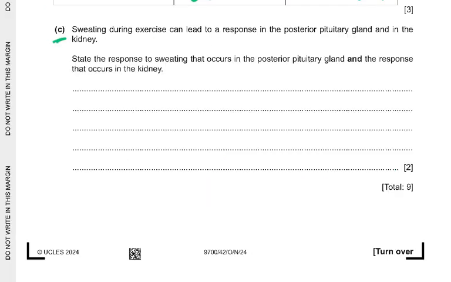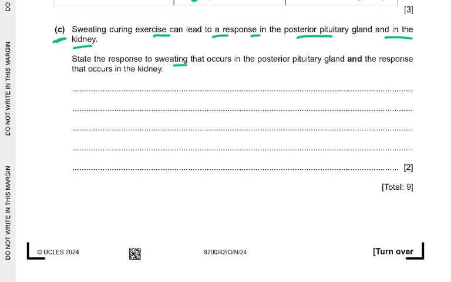Part C says sweating during exercise can lead to a response in the posterior pituitary gland and in the kidney. State the response to sweating that occurs in the posterior pituitary gland and the response that occurs in the kidney. The posterior pituitary gland will release more ADH, because now the blood is too concentrated. The person has lost a lot of water in the sweat.